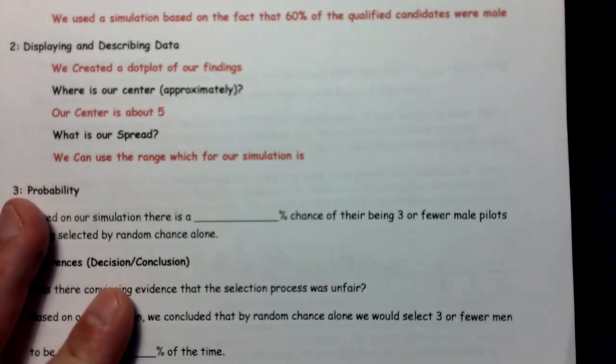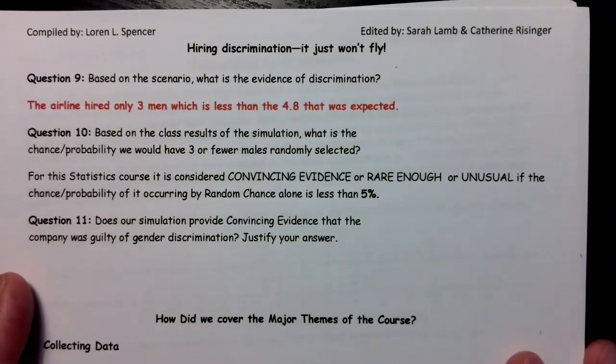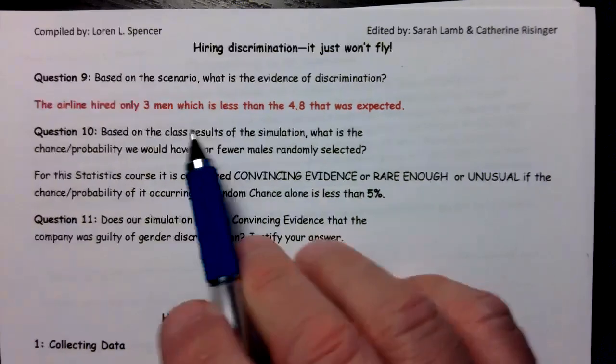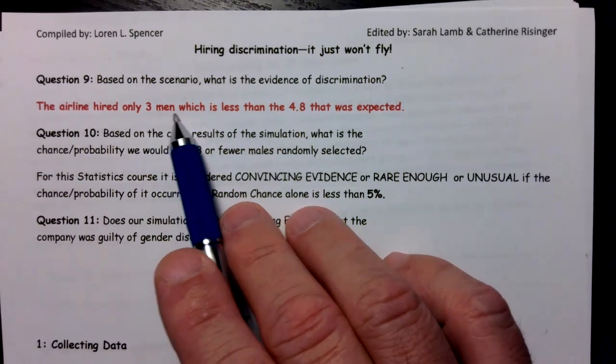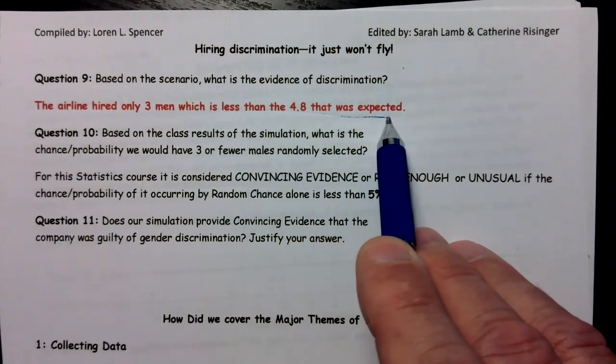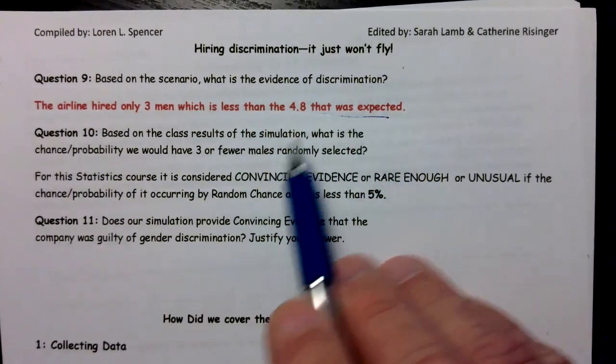So let's continue on with our questions. Based on the scenario, what evidence is of discrimination? Well, the airline hired only 3 men, which is less than the 4.8 that was expected. That's the evidence we have.